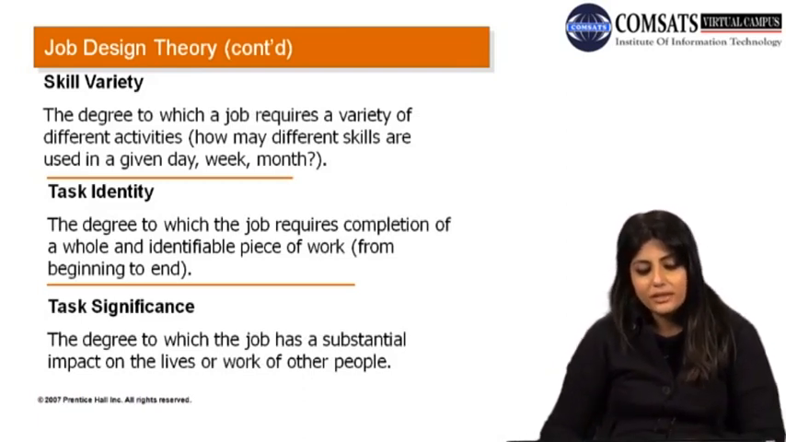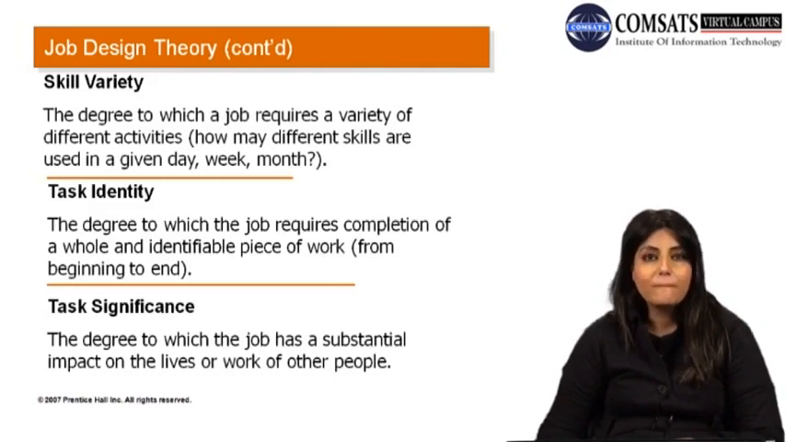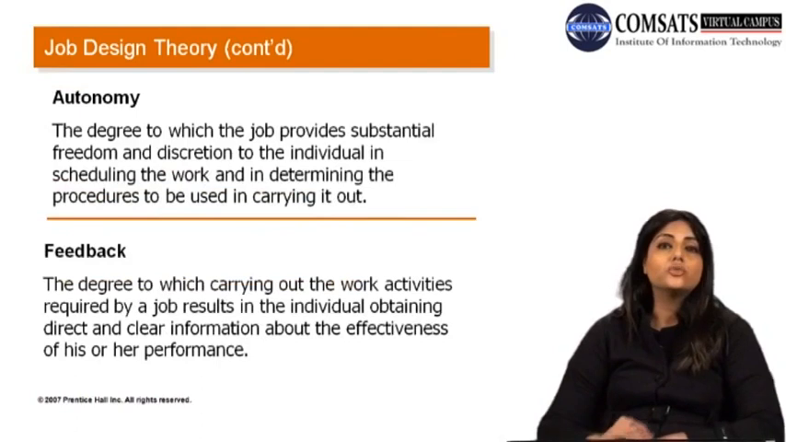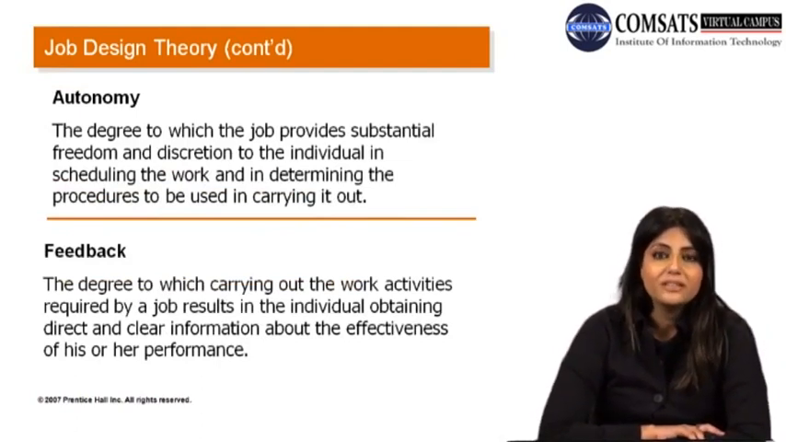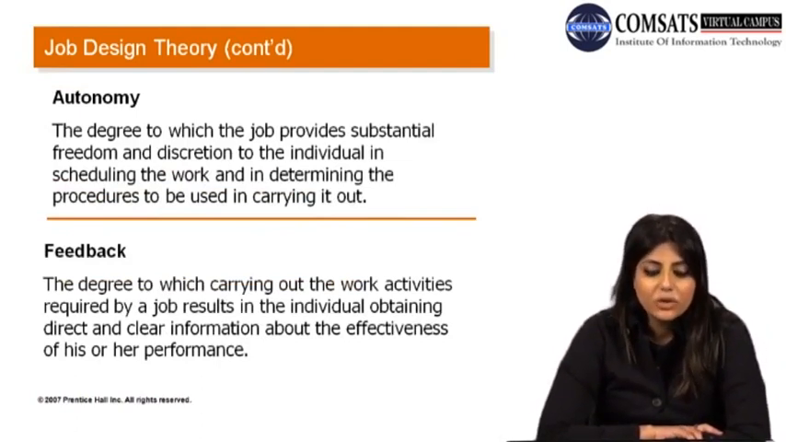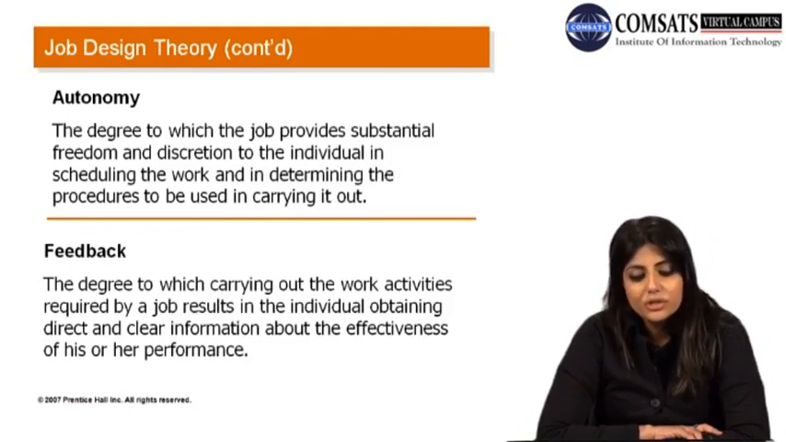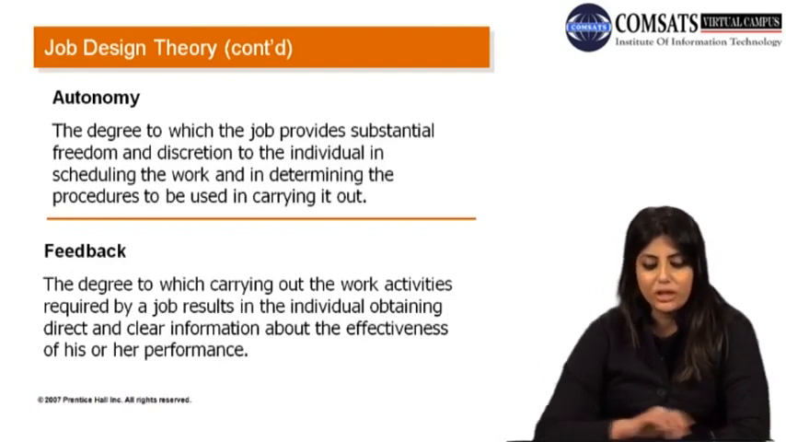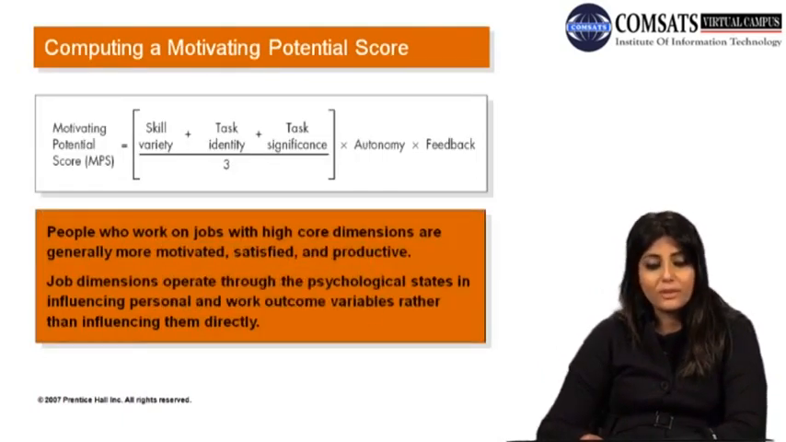Then significance is the degree to which the job has a substantial impact on the lives or the work of other people. And autonomy is the degree to which the job provides substantial freedom and discretion to the individual in scheduling the work and in determining the procedures to be used in carrying it out. And then we have feedback, which is the degree to which carrying out the work activities required by a job results in the individual obtaining direct and clear information about the effectiveness of his or her performance.